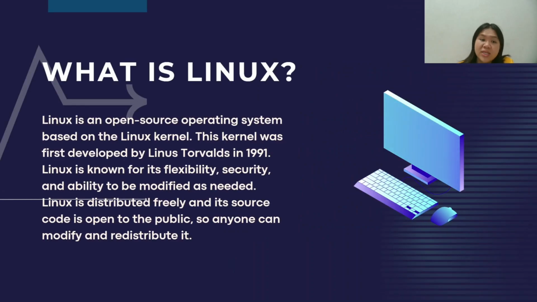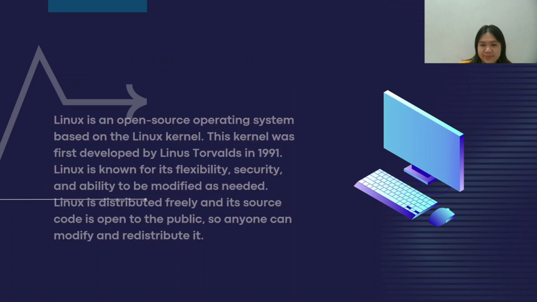And then, what is Linux? Linux is an open source operating system based on the Linux kernel. This kernel was first developed by Linus Torvalds in 1991. Linux is known for its flexibility, security, and ability to be modified as needed. Linux is distributed freely and its source code is open to the public, so anyone can modify and redistribute it.